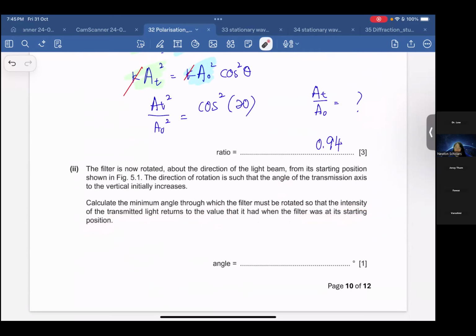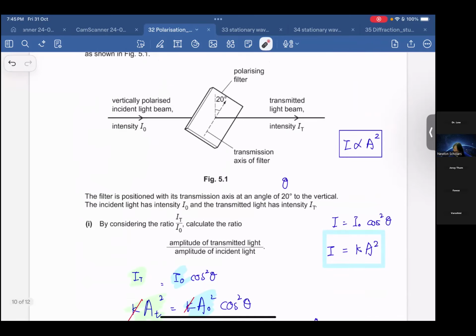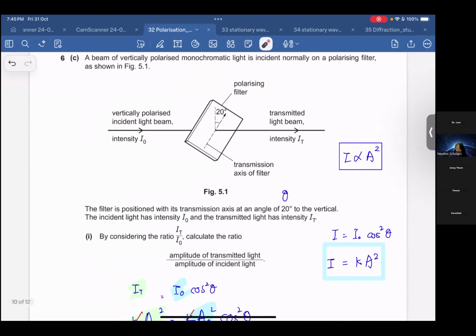What does it mean? They say this one is initial. The intensity here isn't mentioned. Of course this one is not the maximum, correct or not? This is vertical, then with a certain angle it is actually not the maximum already, we reduce a bit. But this one is reducing, and I want to know how much I rotate the angle.